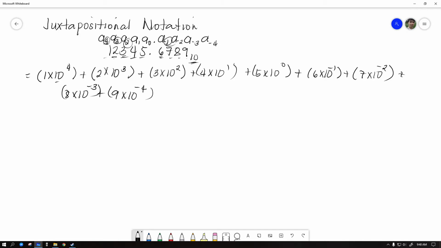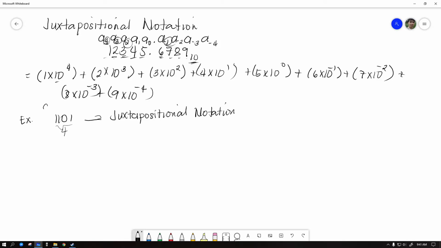Okay, for example, you have a binary number this time. So, for example, that is 1101. You need to express that in juxtapositional notation. So it is the same. How many digits or integers are there? You have 4, so this is 4 digits.